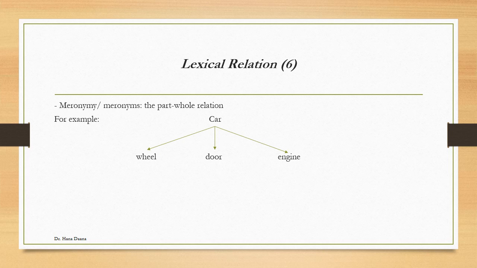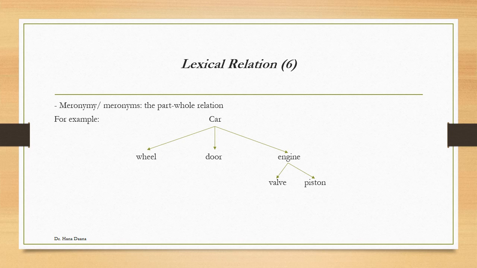A wheel is a meronym of car. Door is another meronym of car, and engine is a third meronym of car, or a third part of car. Even engine itself has different parts, as in valve and piston, for example. So valve and piston are parts of engine, which is in turn a part of car. So that is what is meant by meronymy, the part-whole relation. The car is the whole, and wheel, door, and engine are the parts of the whole, which is car.